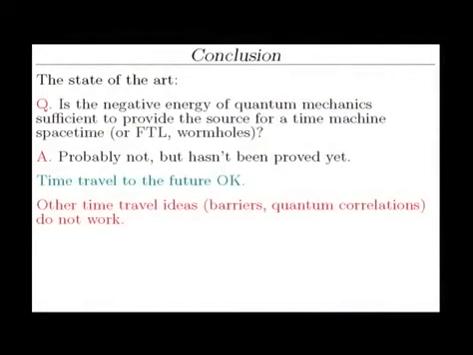So here's my conclusion. The state of the art, I said I would tell you about time travel. The question is, this negative energy in quantum mechanics. For time travel, we need negative energy. To do time travel in general relativity, there is negative energy in quantum mechanics, but is it sufficient to provide the source for a time machine spacetime, or for faster than light travel, or for wormholes, or any of these things? And my answer is probably not. That's the best answer I can give you, because we haven't proved it yet.